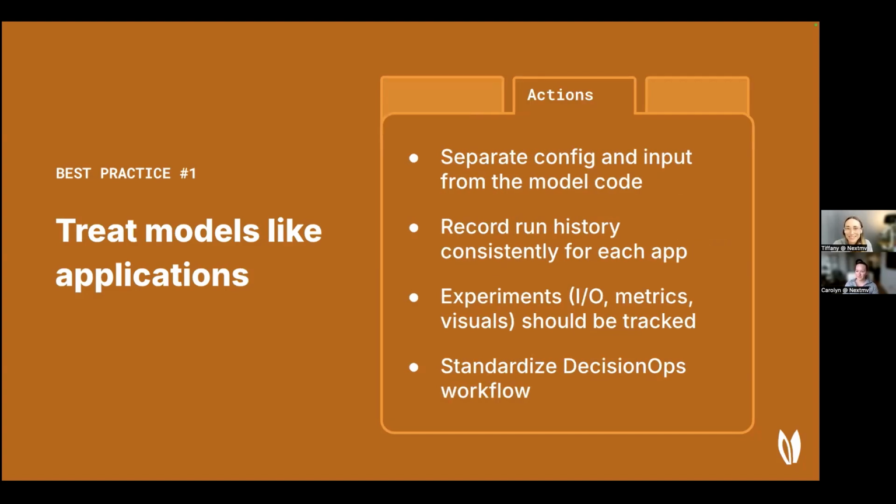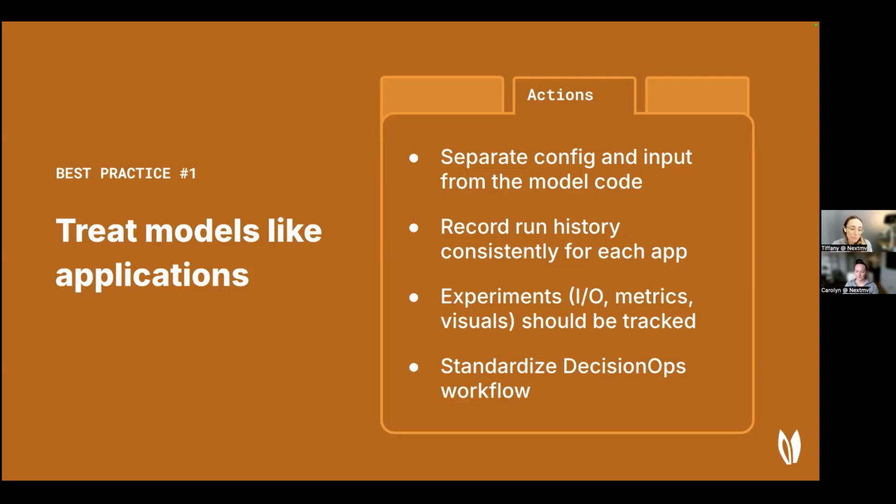Yep, great. Sounds good. So the first thing of starting to treat models like software is separating your configuration and input from the model code. This unlocks things that we'll talk about later, like experimentation and reusability, and just makes your model less brittle over time. And then second is to record your run history. Each run gets a unique ID with the timestamp, who ran it, what version. Again, helps with reusability and collaboration. And it's just good practice in the software world and something we can really benefit from as modelers.